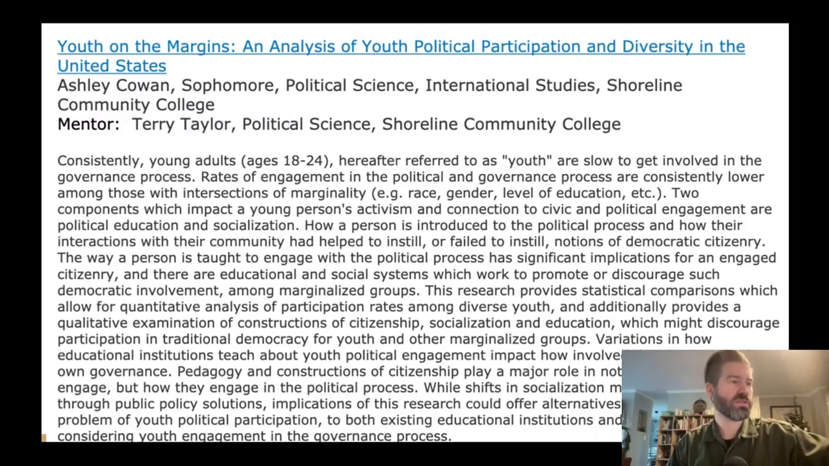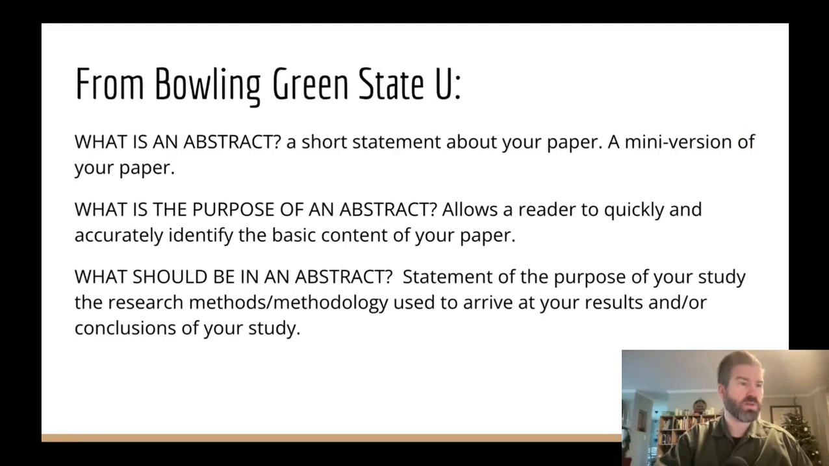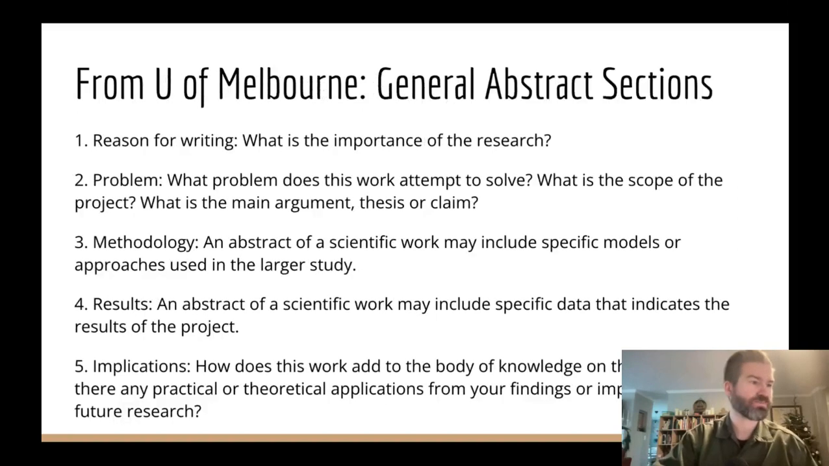So let's really quickly go over some other purposes here. So what are they? We've been talking about this. From Bowling Green State U, which I believe is one of our readings, an abstract is a short statement about your paper, a sort of mini version. Its purpose is to allow a reader to quickly and accurately identify the basic content of your paper, and what should be in it should be the purpose of your study, the research methods, and your results. And the UW has an abstract workshop, and they will walk you through the order that they prefer to have things in, which is exactly what you should follow.